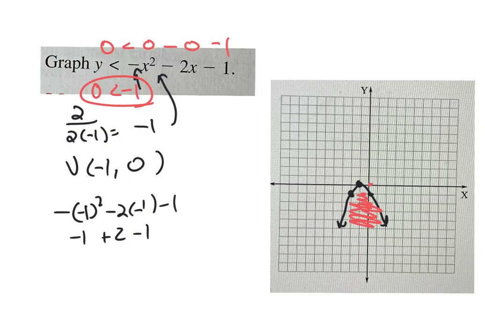Now, as I was just doing that, I just noticed I made a mistake. Sorry about that, but I'm kind of glad you saw it. That's a less than sign right there. It's not less than or equal to, which means that my parabola should be broken instead of solid. So I'm going to erase some of that parabola right there. It should be a broken parabola instead of solid. So don't make the same mistake I did.